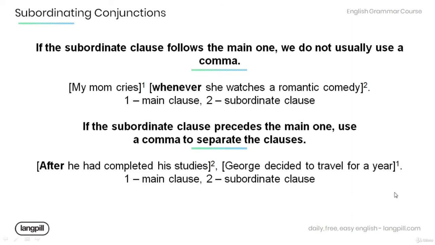Have a look at the example over here. After he had completed his studies, George decided to travel for a year. Main clause, subordinate clause. Now, in this sentence, a comma is used because the subordinate clause precedes the main clause.